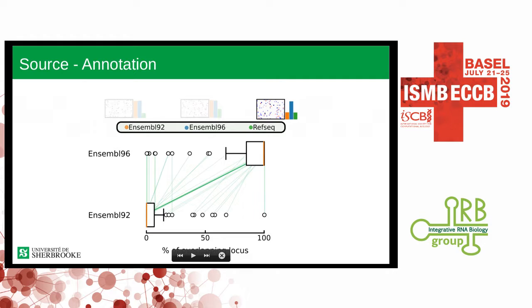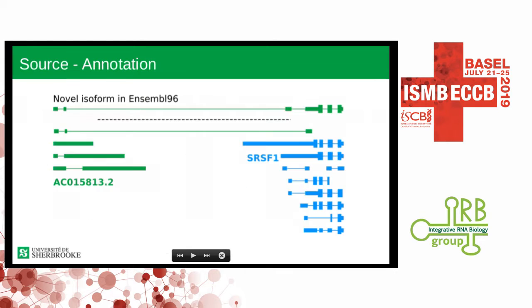So in Ensembl 92, all the genes that are present in the source actually have a very low percentage of other genes overlapping them, whereas in Ensembl 96, nearly all these genes got new overlapping genes over them. And this has impacted the quantification. Just for a quick idea of what a new overlap looks like.